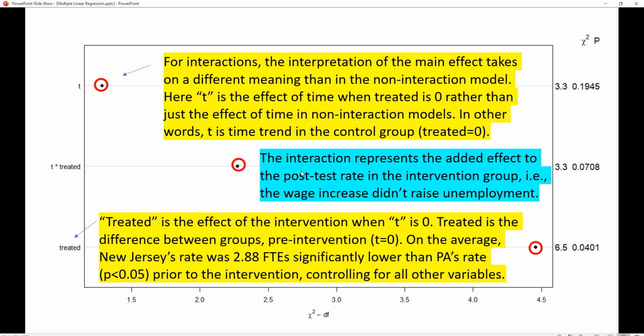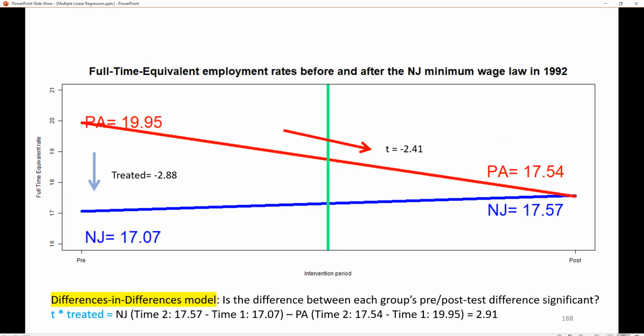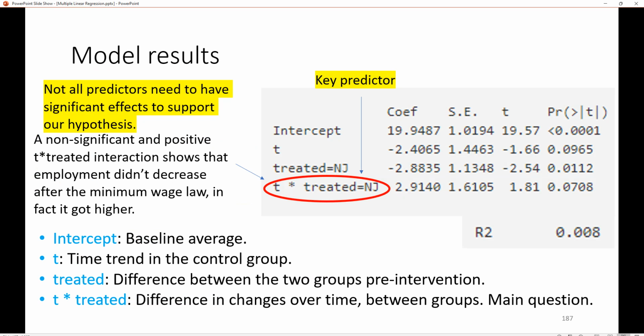And for our interaction, that represents the added effect to the post-test rate in the intervention group. In other words, the wage increase didn't raise unemployment, and it seems it may have actually helped employment. And we can see that again. We see New Jersey's rates increase while Pennsylvania's rates decrease. And the difference in those very different trends comes out to a positive coefficient, but not quite significant.